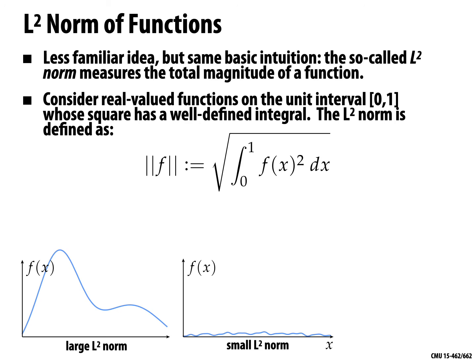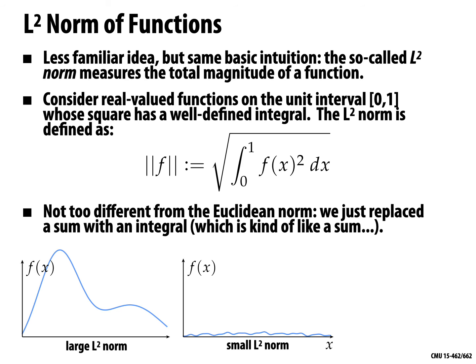And now, hopefully, we can understand why it is we said earlier on that the function on the left has a large L2 norm, whereas the function on the right has a small L2 norm. If I square these small values, they get even smaller, perhaps, if they're less than 1. I integrate up, I don't get much. On the left, I get some big value.